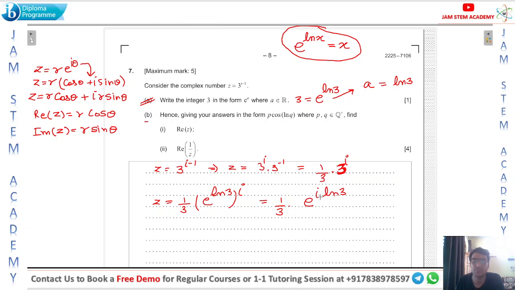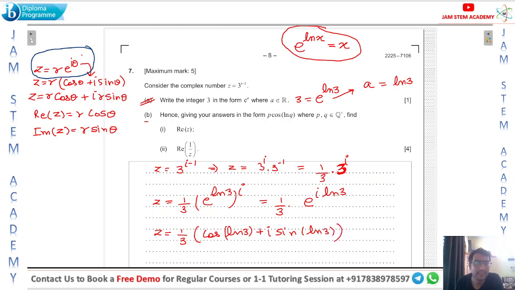So this natural log of 3 is our theta. Now you can compare it with r e raised to the power i theta, right? So here r is 1 over 3 and theta is ln 3. Directly you can also compare it and get the answers. But if you want to simplify further, z equals 1 over 3 times cosine of natural log of 3, plus i sine natural log of 3.